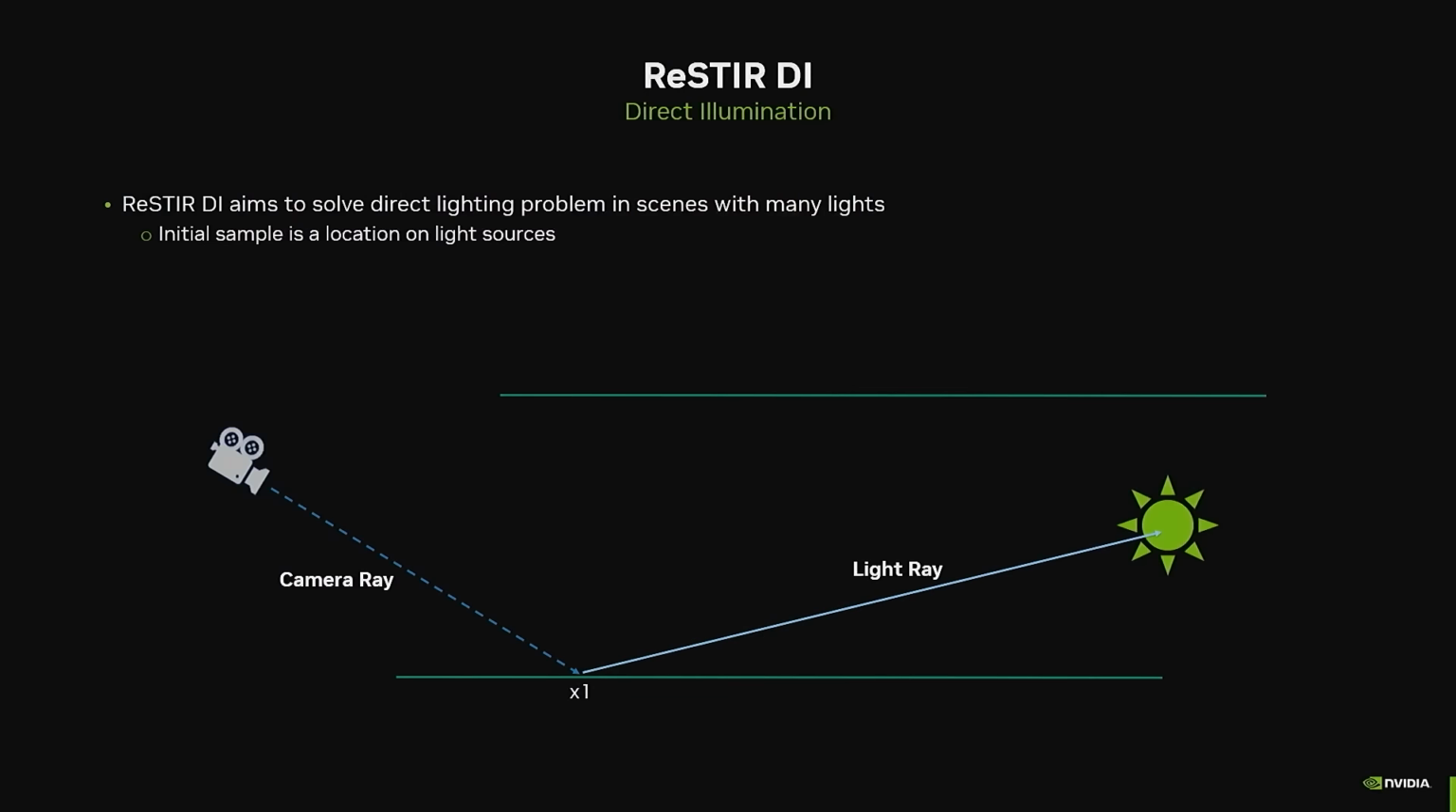First of all, let's take a look at ReSTIR DI, whose job is to approximate the direct illumination signal in scenes with many lights. Its initial sample concept is quite simple. It's just a location on the light source. During resampling, we simply make the reconnection between what's in the G buffer and the sample itself. This, of course, is a simplified explanation of how ReSTIR DI works.